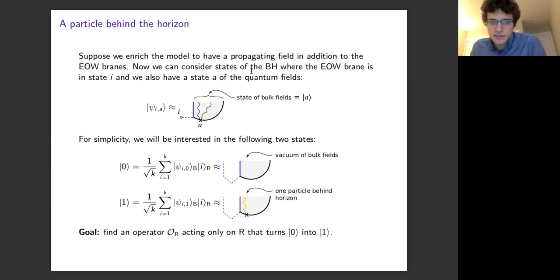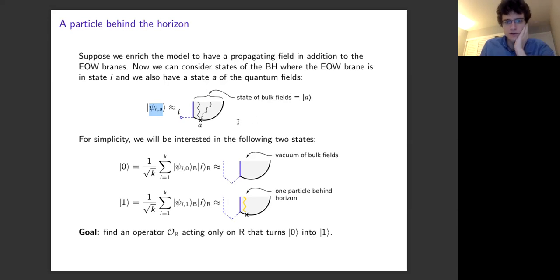So now we can consider states of the black hole where the end of the world brain is in state I, and we also have a state which we'll call A for the quantum fields. So the combined state is written psi I comma A, and it represents a state of our gravity theory where the end of the world brain is in state I, it's this part, and where the state of the bulk fields is in state A.